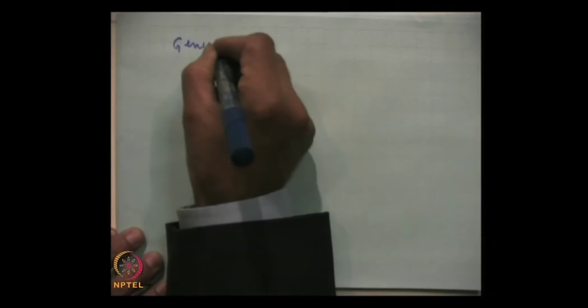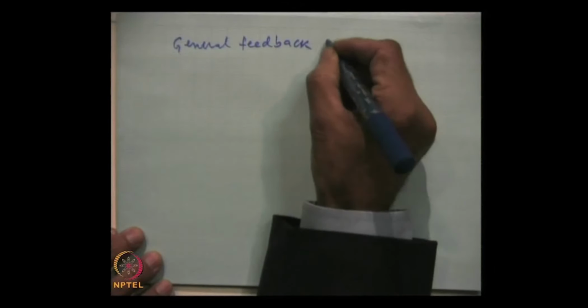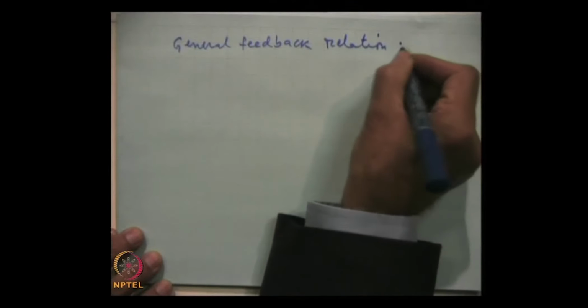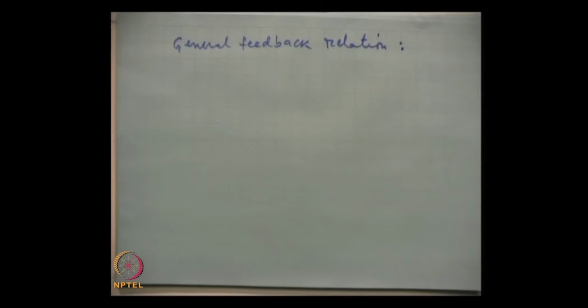Now, having said this, we go for the general feedback relation. First I draw in block diagram the basic feedback amplifier, and then I will explain the terms which are used, and you should get familiar with these terms. Now, the basic circuit is this.